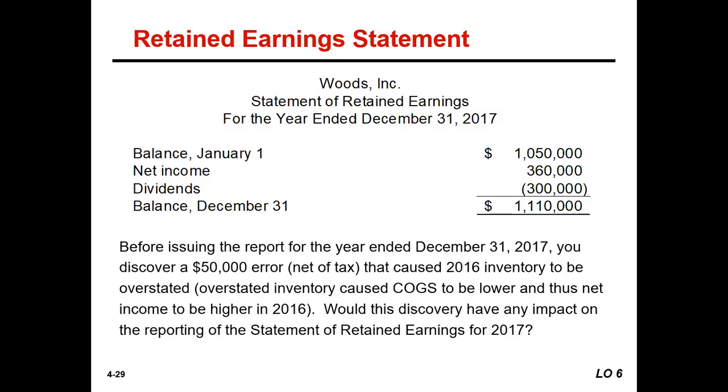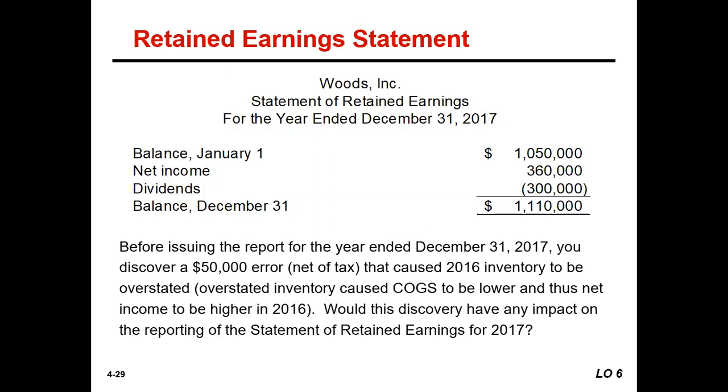On this example, and on the next slide, it's going to show us the correction or adjustment to retained earnings. This one says, before issuing the report for the year ended December 31, 2017, you discover a $50,000 error, net of tax, that caused 2016 inventory to be overstated. Overstated inventory caused cost of goods sold to be lower and thus net income to be higher in 2016. Would this discovery have any impact on the reporting of the statement of retained earnings for 2017?